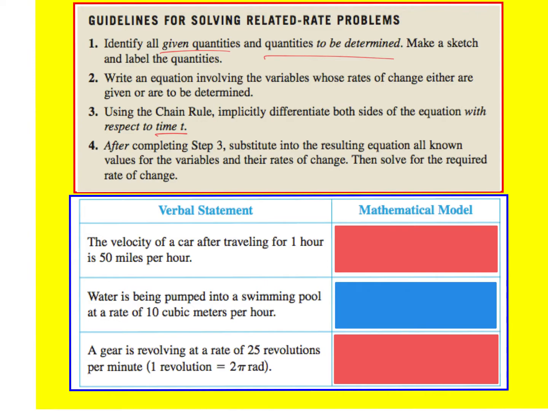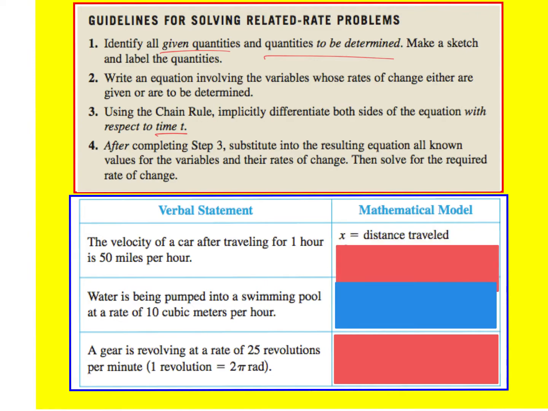So let's figure out how to read these statements. The velocity of a car after traveling for 1 hour is 50 miles per hour. Now, if I give you the distance is equal to x, my distance is x, and it tells me the velocity of the car traveling for 1 hour is 50 miles per hour. What is this 1 hour? That's our time. So t equals 1 hour, right? T equals 1. But what is this velocity of the car?